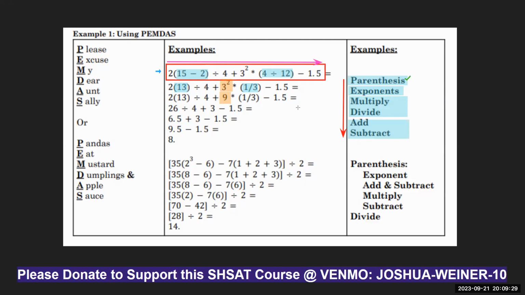Everything else in the math sentence is the same: 2 times 13 divided by 4 plus 9 times a third minus 1.5. So now exponents have been solved. The next thing we'll do is go through and look for multiply and divide. And here, because I want to see it in a different color, I'll use orange. Wait, I used orange for exponents. Hold on, we'll use green.